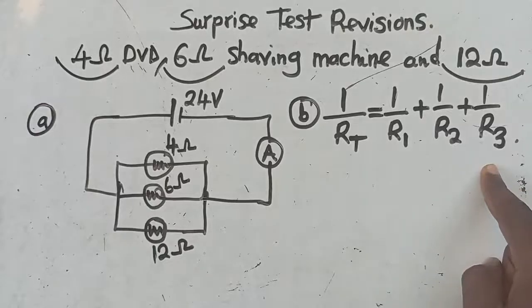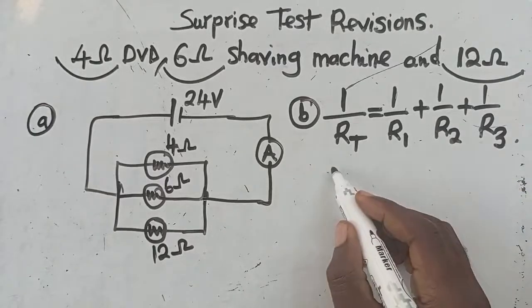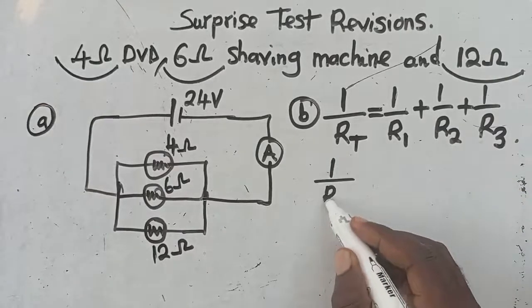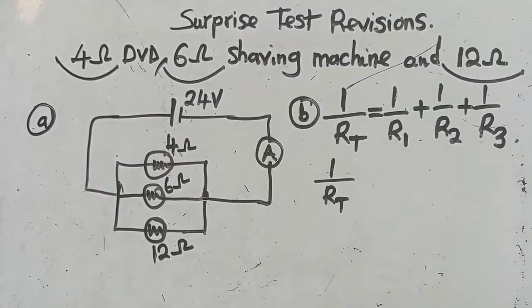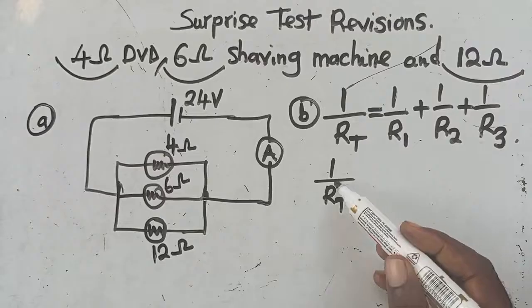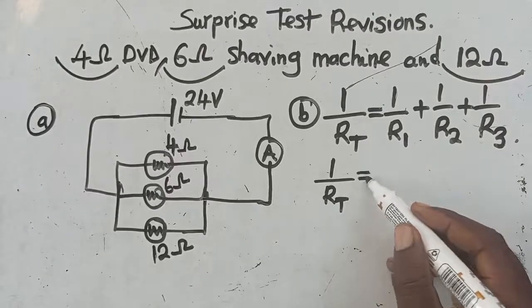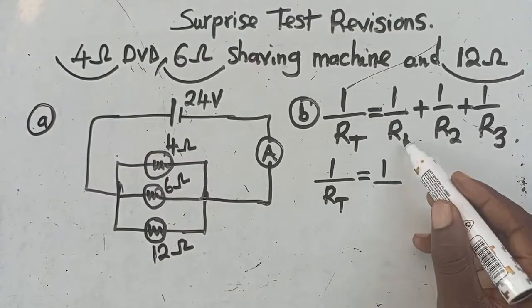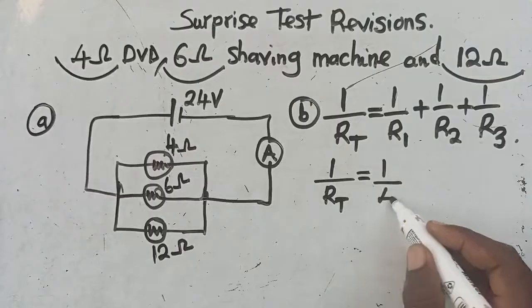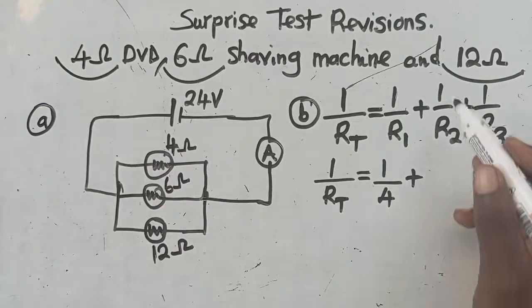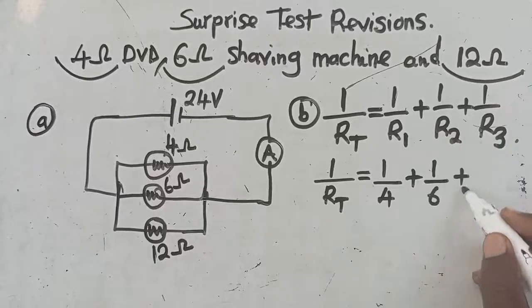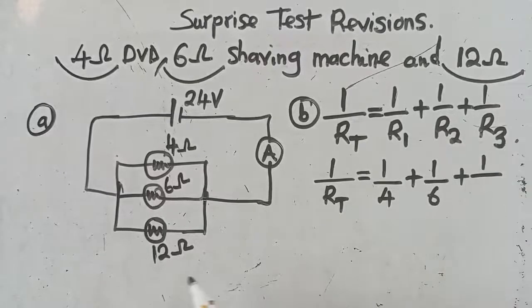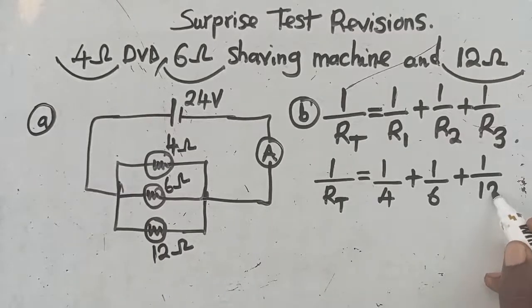With this being said, we just substitute now. This is the formula: 1 over total resistance. Don't say, why didn't they just put this one on top? We want to find the total resistance. We say this is equal to 1 over resistor 1, I can put 4 there, plus 1 over resistor 2, I can put 6, plus 1 over resistor 3, I can put a 12 here.